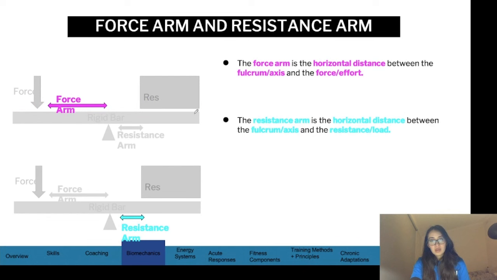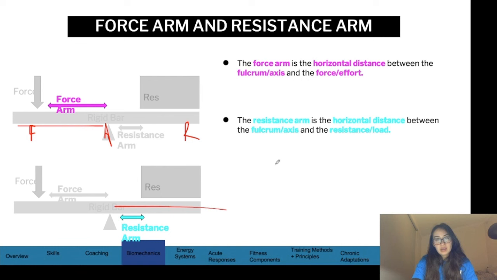let me just make sure we've covered all this. We have to cover this bit, because of force arm, resistance arm, that's why it's important. So we can see here, this is our axis, and this is our force. This is our resistance. The force arm is the space from the axis to the force, and the resistance arm is the space from the axis to the resistance.